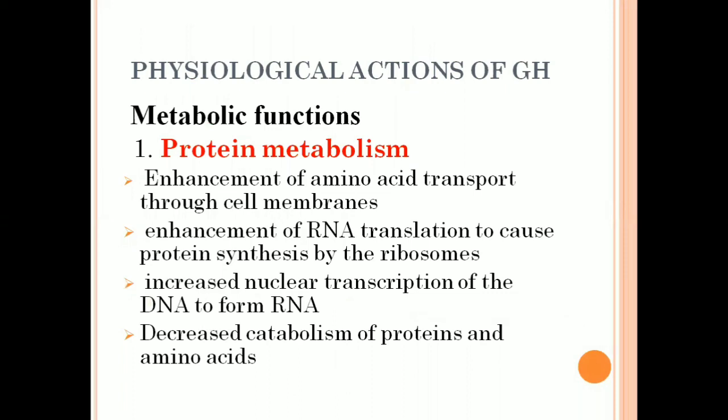First, we'll discuss the protein metabolism. In protein metabolism, I have told you growth hormone is an anabolic hormone. So it causes the buildup of protein stores. That is, it increases protein synthesis. It increases protein synthesis in the following ways. It enhances the amino acid transport through the cell membrane. And there is enhanced translation of RNA to cause protein synthesis. And there is increased nuclear transcription of DNA to form RNA. And there is decreased catabolism of proteins and amino acids. All these four steps lead to increased protein synthesis and storage in the cells.